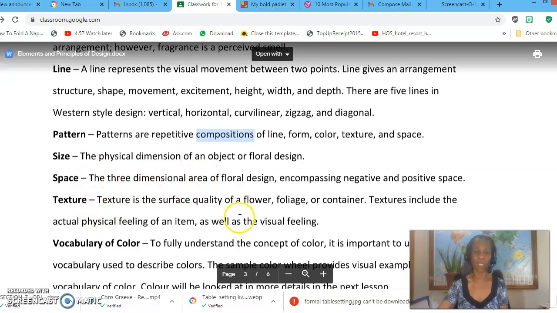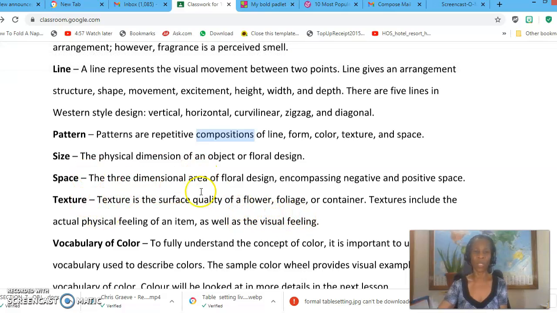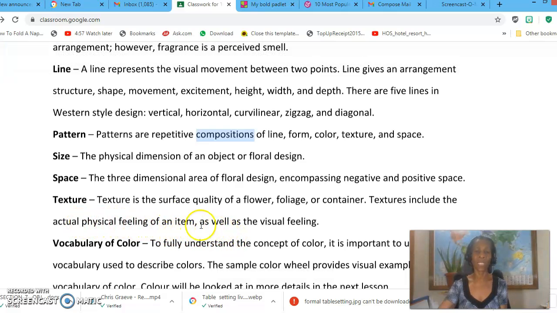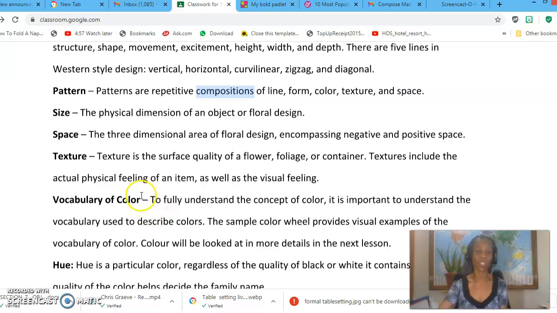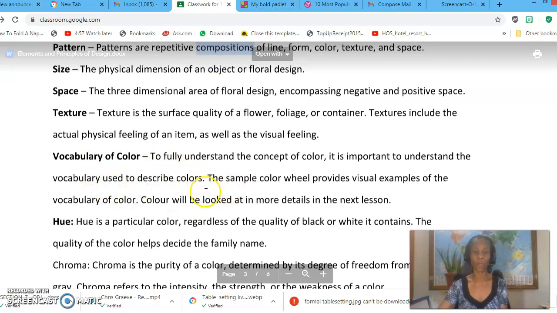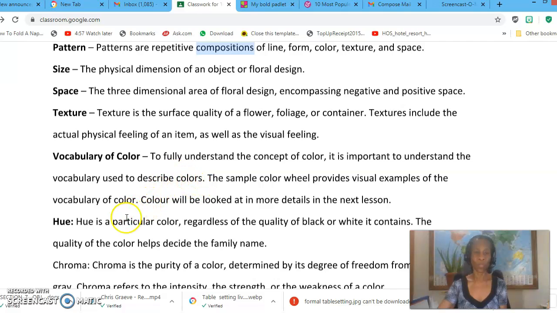Then texture, the surface quality of the foliage or container. So it's feeling an item as well as a visual feeling. So you feel it to see how it touches. Then the vocabulary of color. So we want to look at some terms now.